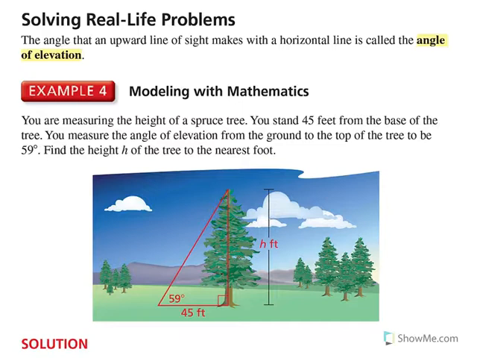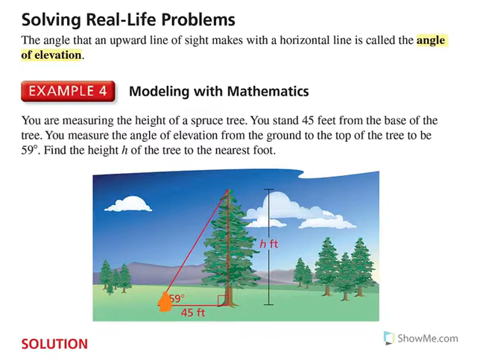So in this problem, it says we're going to measure the height of a spruce tree. It says you stand 45 degrees from the base, and you measure the angle of elevation from the ground to the top of the tree to be 59 degrees. Okay, so find the height of the tree to the nearest foot. So when we look at this, if this is our angle here on the bottom, this is our reference angle that we're talking about.